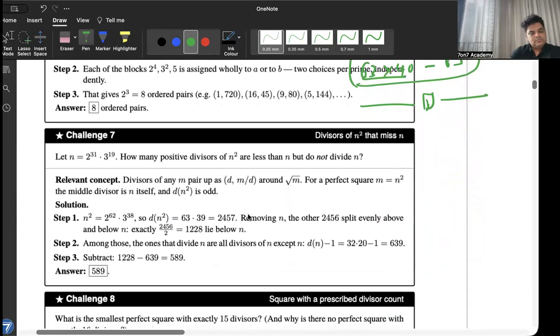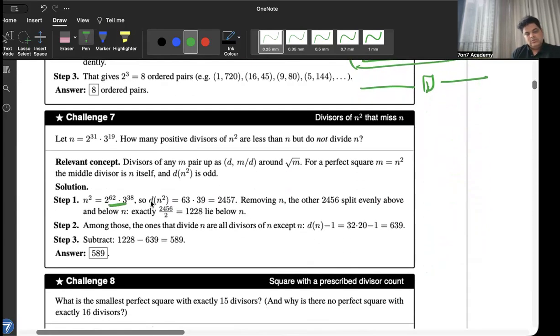Now see, this was n squared. The factors of n squared are that many. Then you subtracted, these are the ones below, half of that side. Now you have to remove all the numbers which are divisible by n. So find out the numbers which are divisible by n and remove them. How many are divisible by n? How many factors will be divisible by it? Those you find out and then remove. Understand, guys?